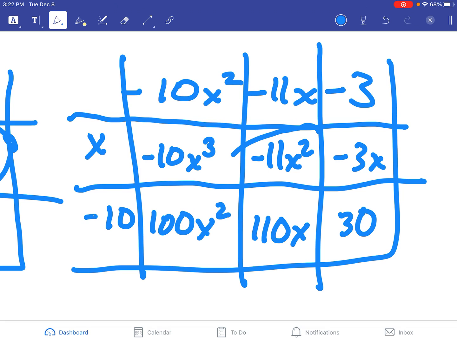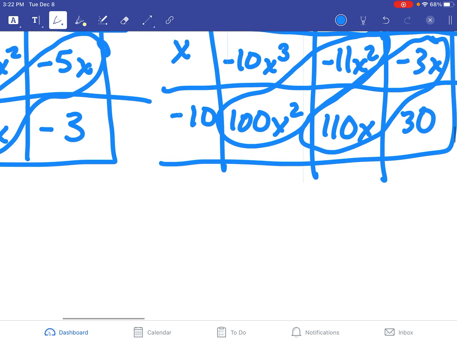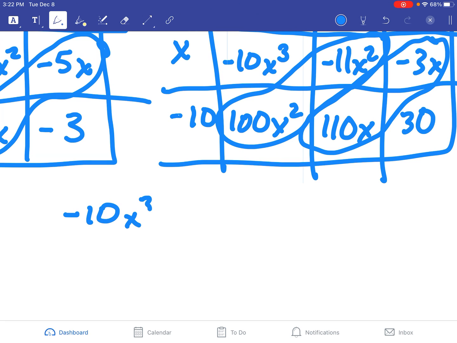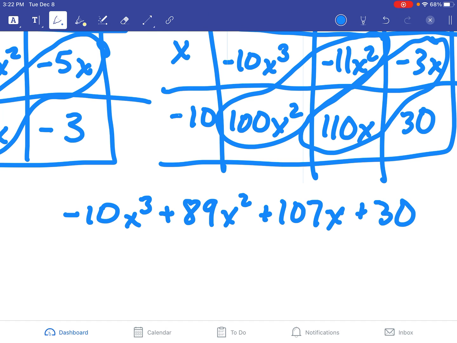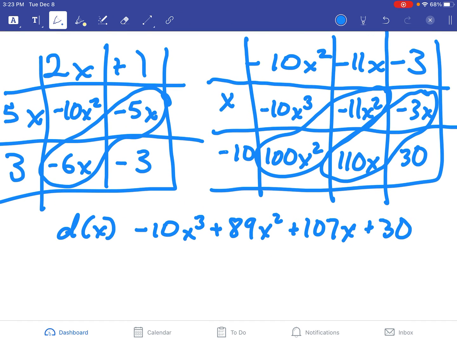Okay, again, the diagonal boxes are going to be the ones that have the like terms. We can combine those together. So we will get negative 10x cubed. 100 minus 11 is positive 89x squared. 110 minus 3 is going to be 107. And then plus 30. All right, for the last part, since this is a function, we have to put the d of x in front of it. And this is your answer.